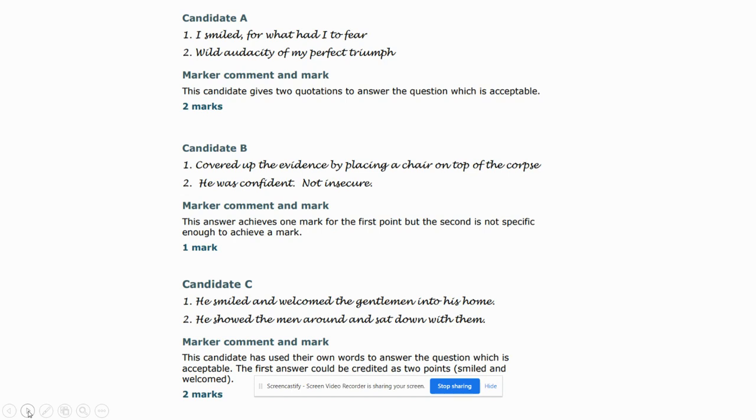Candidate B: covered up the evidence by placing a chair on top of the corpse. He was confident, not insecure. Now, this answer only achieves 1 mark for that first point because the second isn't specific enough to achieve a mark. So it's only 1 mark there for candidate B.